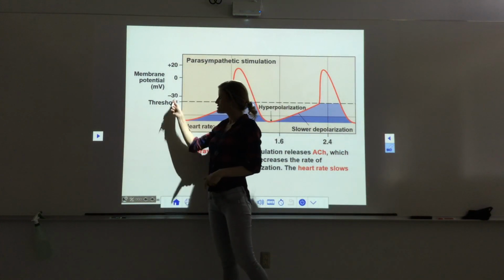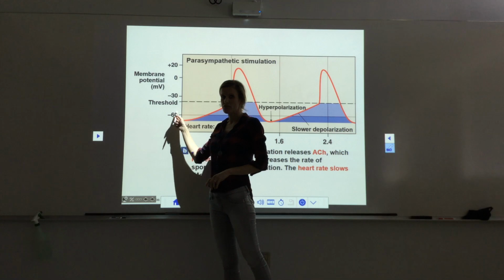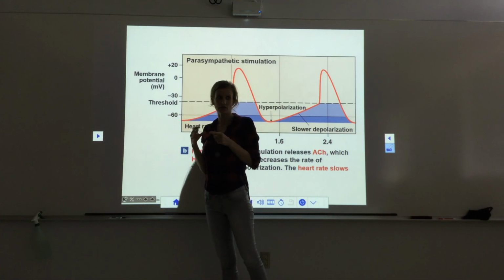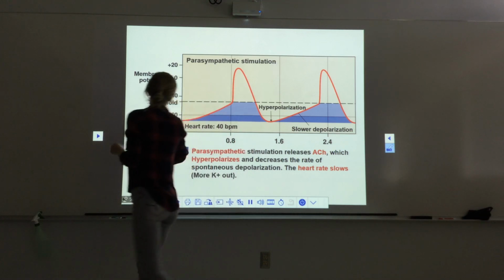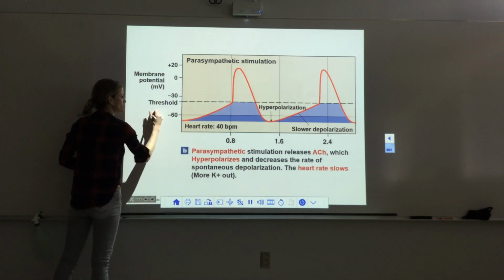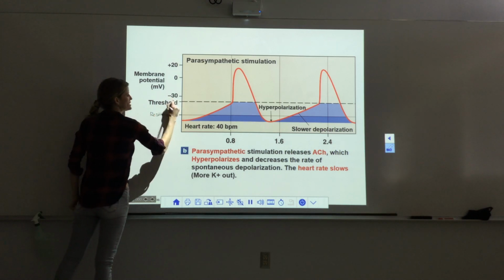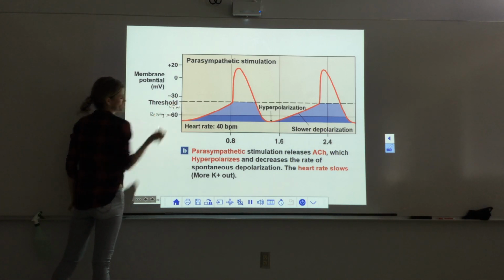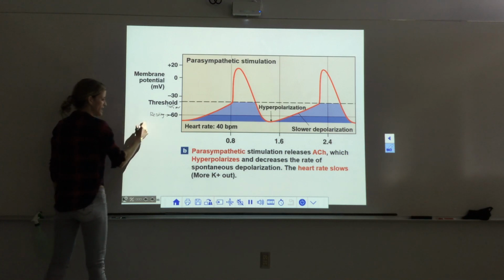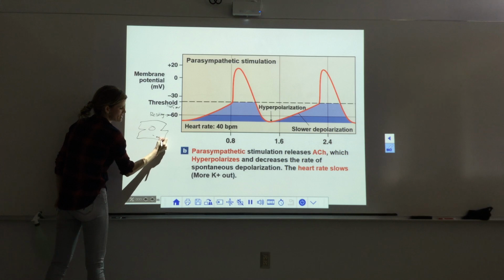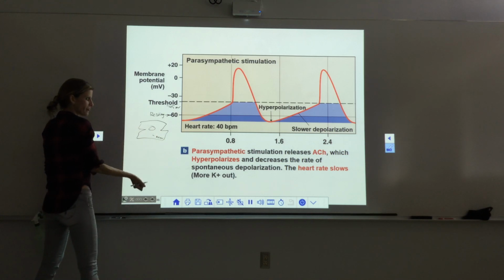Remember the conduction cells have a different resting and threshold potential than the contractile cells. Contractile were -90 and -75. Remember we said the conduction cells, the resting potential was -60. Threshold potential is -45 millivolts. So I have a cell. This cell sits at -60 millivolts at rest.